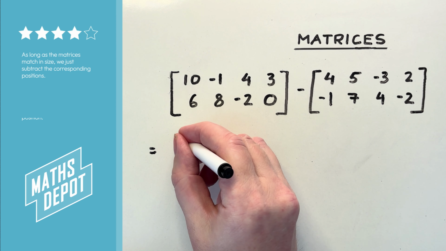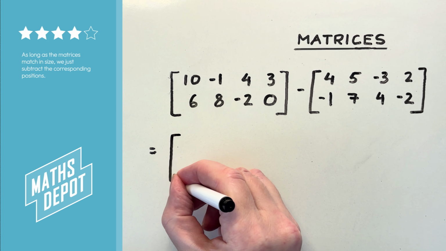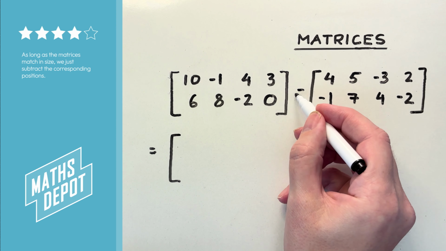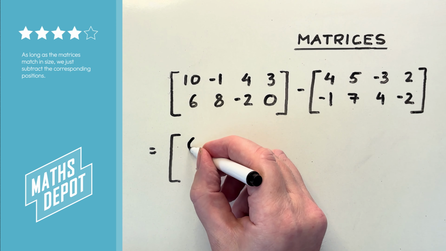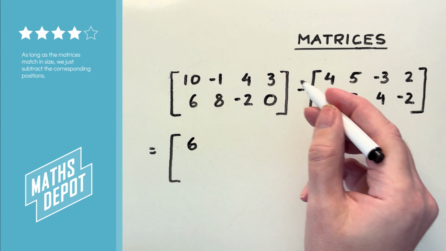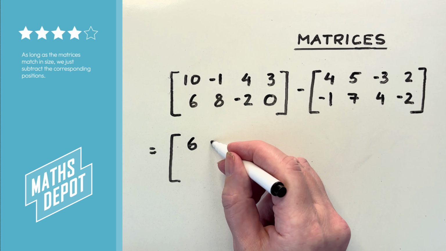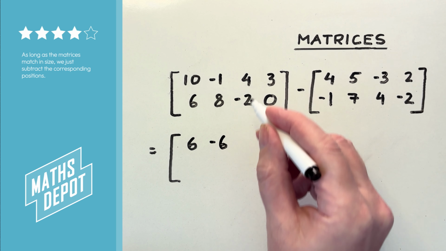Subtraction is non-commutative, which means that their order matters. If we reverse these matrices and subtract them, every element in the resulting matrix changes sign.